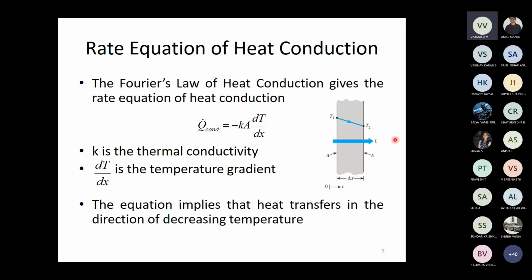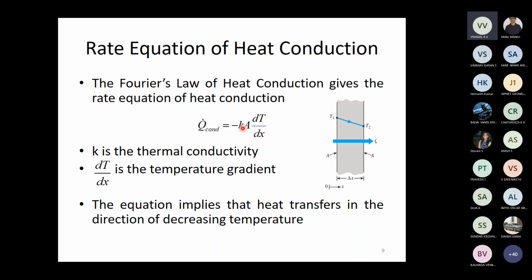So for such an arrangement, the heat conducted is represented by a symbol, a capital Q. Subscript COND stands for conduction, and there is a dot on top of Q. What does the dot signify? That dot signifies the rate. So the rate of heat conduction is equal to minus, there is a negative symbol here, minus K. K is a material property called the thermal conductivity. It depends on the material. Different materials have different thermal conductivities.